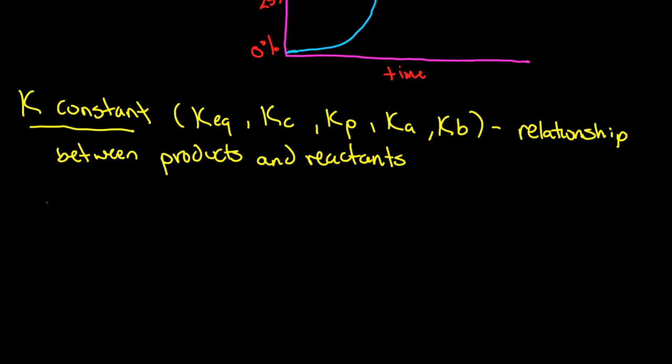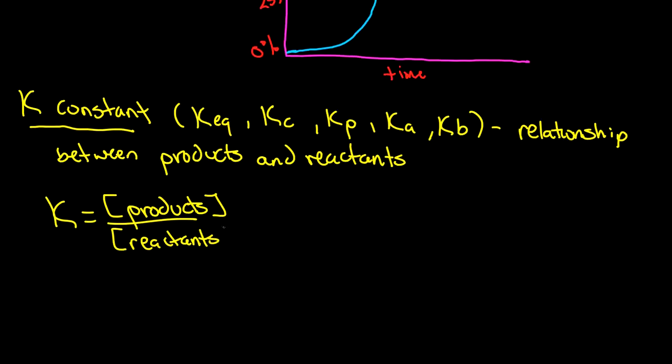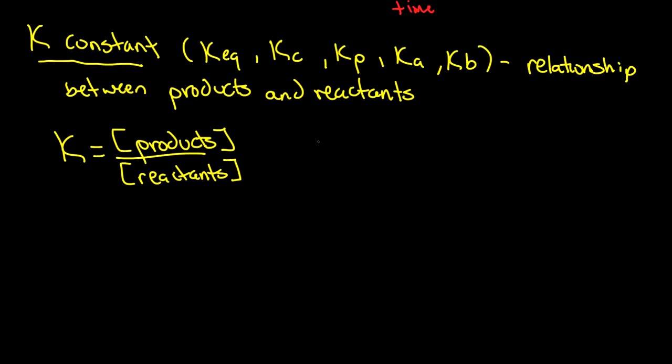But your K formula is K equals the concentration of products over the concentration of reactants. And do notice I put these in brackets. Brackets means concentration. If you put parentheses, that means pressure. It does make a difference later on. Now what that K means, it tells you whether or not your reaction is going to favor products or if it's going to favor reactants.